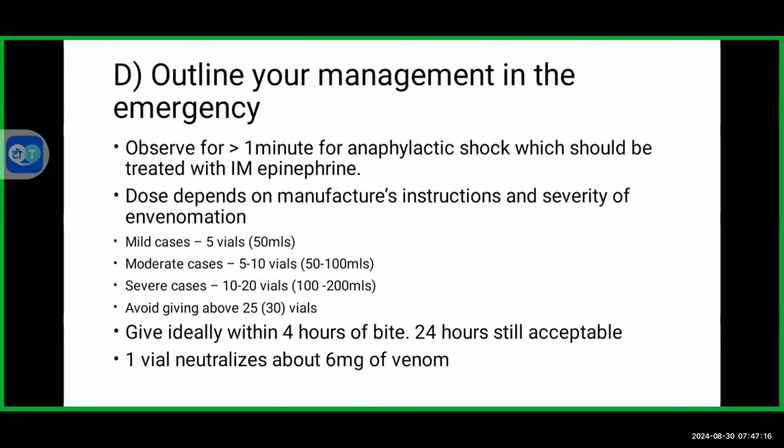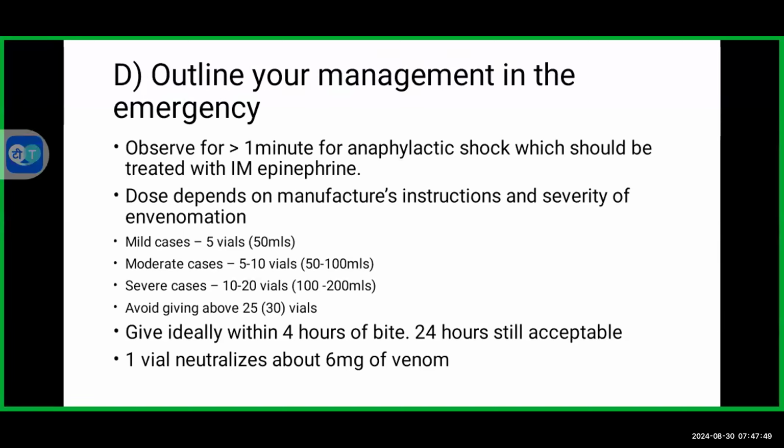And while you give it, you observe the patient for anaphylactic shock, which should be treated immediately with IM epinephrine. The dose you give depends on the manufacturer's instruction and the severity of the envenomation in the patient before you. I think this patient has severe envenomation because of the bleeding. Some guidelines say you can give 5 vials for mild cases, 5 to 10 vials for moderate cases, and for severe you can give up to 20 vials, but one can give up to 30 vials, depending on the patient.